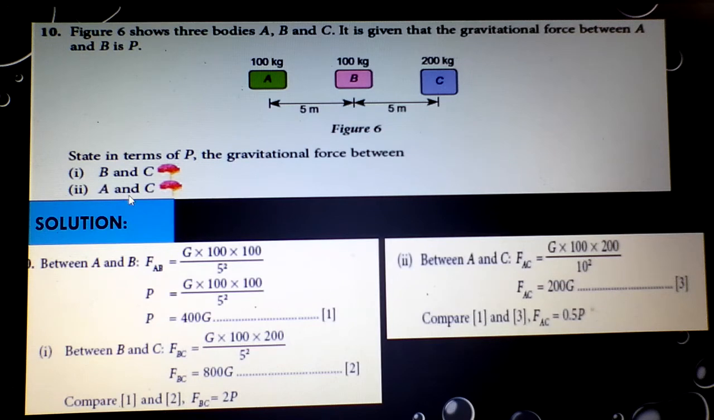Part 2, A and C. The distance between A and C is 5 plus 5, which is 10. A is 100 kg, C is 200 kg. So FAC equals G MA times MC divided by 10 squared. So we get FAC equals 200 G. 200 G is equivalent to half of P, since P equals 400 G. So FAC equals 0.5 P. So we get the solution. This one you just play with the formula.